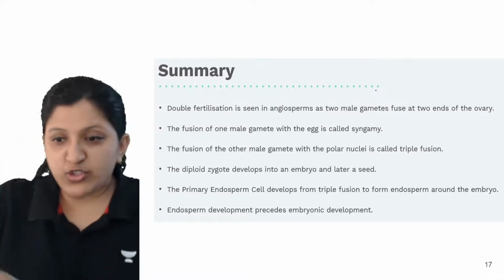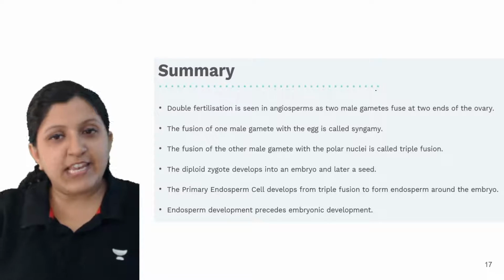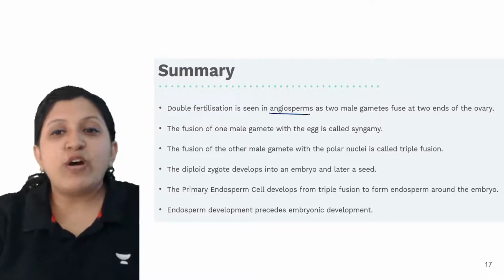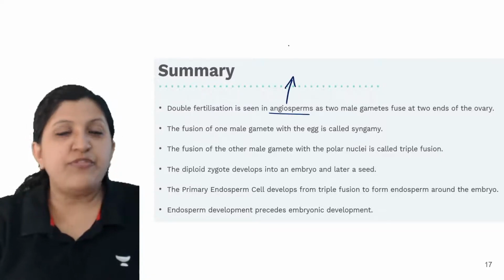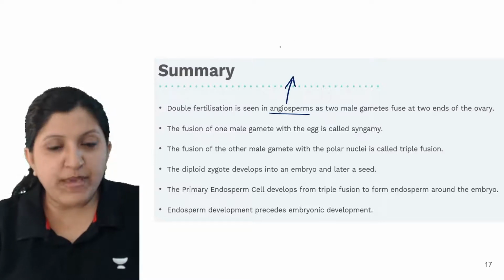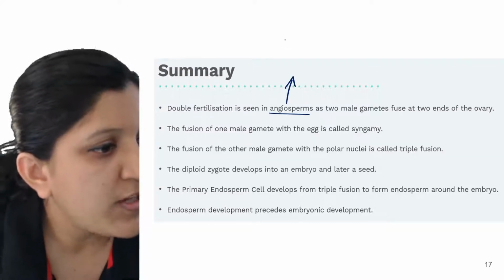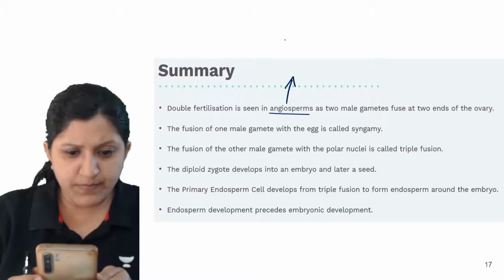Okay, so double fertilization is seen in angiosperms because this is the one responsible for having both male and female gametes.